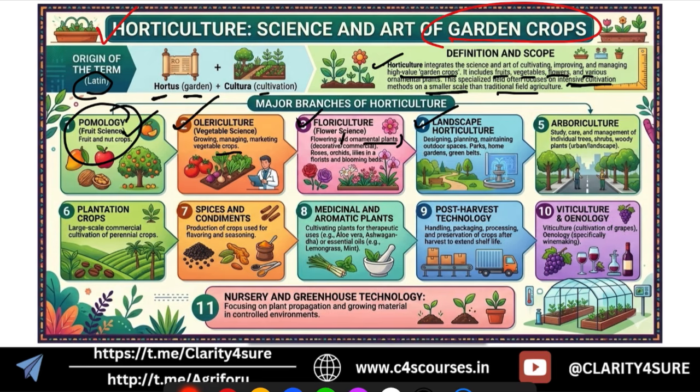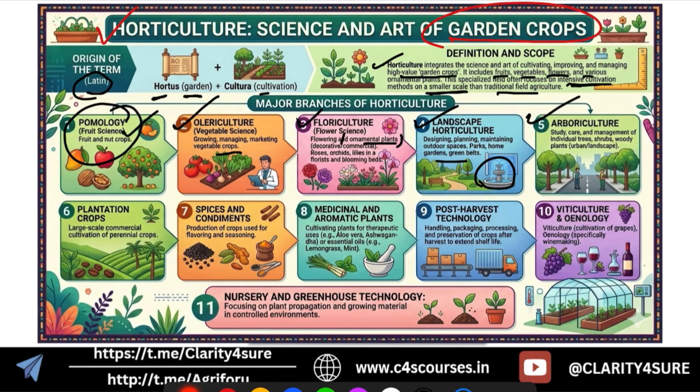Then landscape horticulture. It is about designing, planning and maintaining outdoor spaces, parks, home gardens and green belts. It is like architecting a garden, right? So where you will place the fountain, how you are going to attain symmetry, what kind of trees or shrubs you are going to choose, the coloring pattern, their size, shape, etc. It will all come under landscape horticulture.